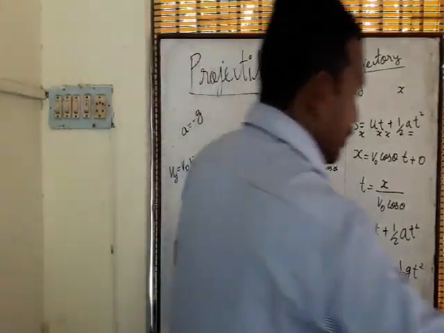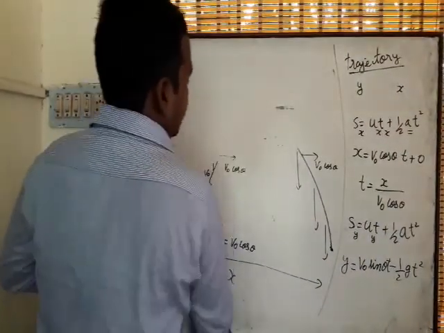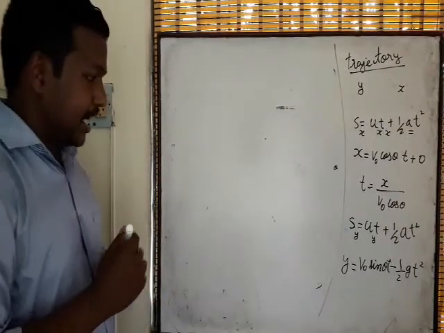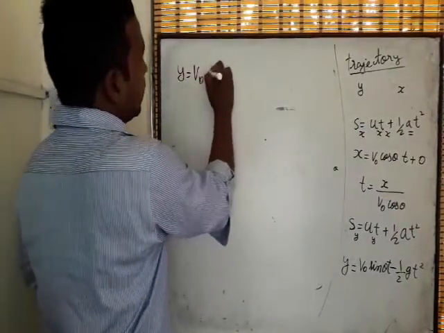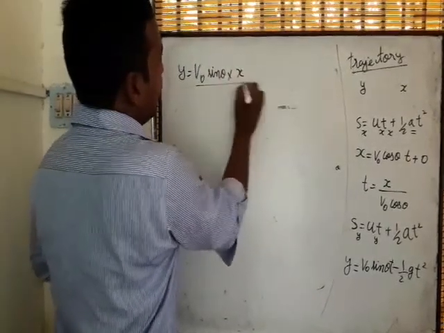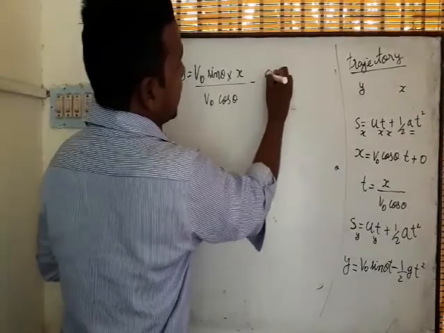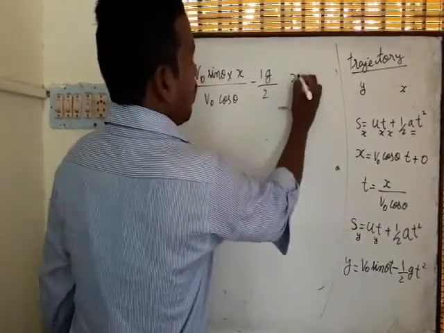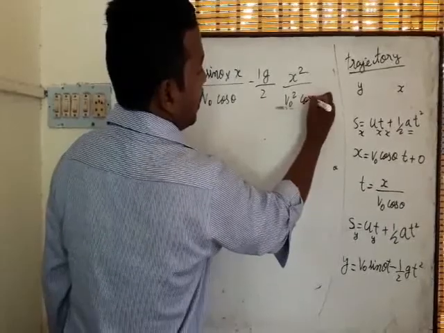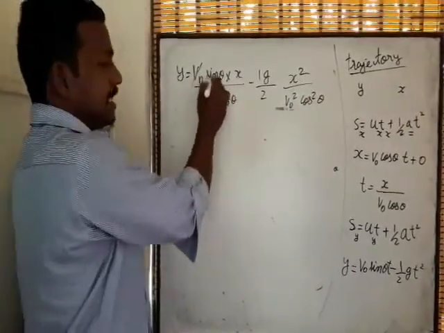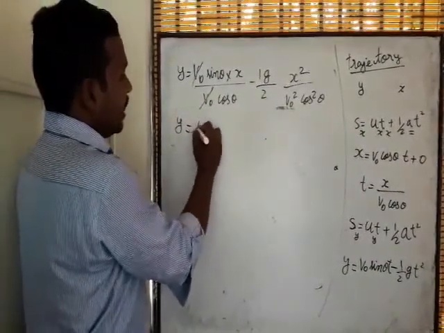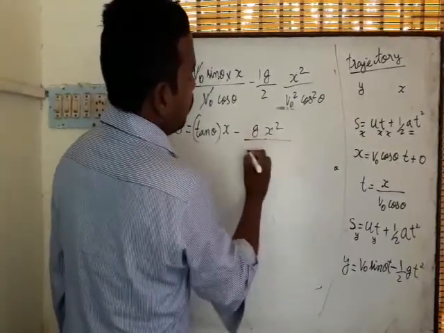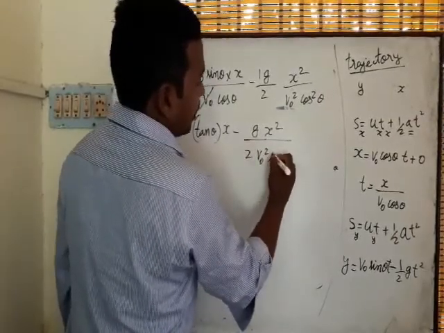So the same thing I am going to take here. I think no need for a diagram; if we want, I will draw the diagram again. So y is equal to v naught sin theta times t, where t is x divided by v naught cos theta, minus half g t square. So t square is x square by v naught square cos square theta. That means v naught gets cancelled, and sin by cos we can take as tan. So y equals tan theta into x, minus g x square divided by 2 times v naught square cos square theta.